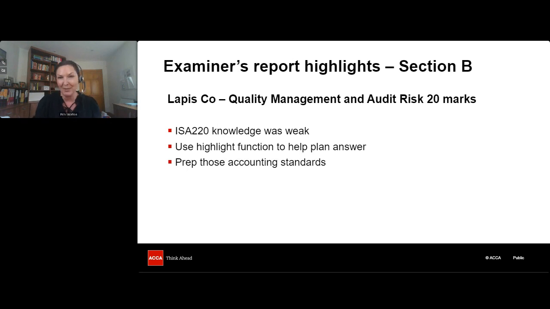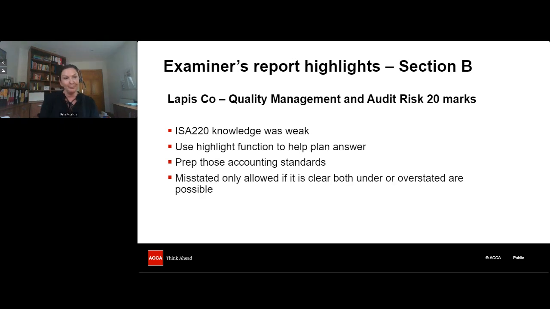Prep those accounting standards as well. So that was another thing, making sure that you are comfortable with the accounting standards that are relevant to audit and assurance. Remember, those are the ones that relate to anything relating to financial accounting, not financial reporting. So at the foundation level, you should have a good awareness of those. You don't need to know all of the accounting standards that come up in FR at the applied skill stage. So make sure that you are comfortable with those so that you can recall information.